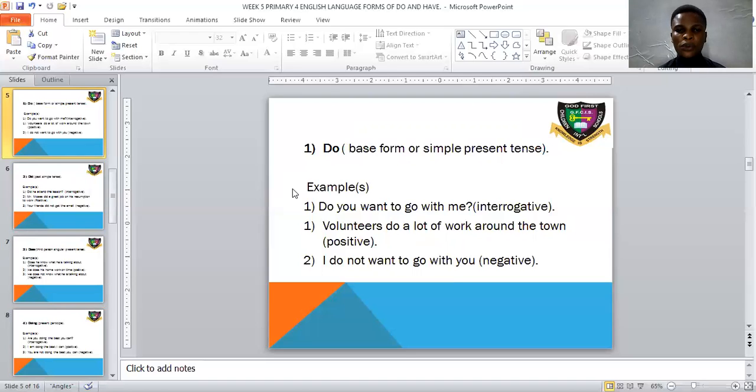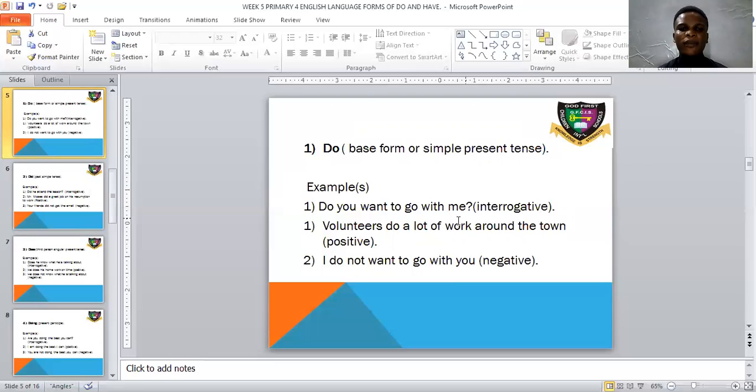Now, the first one is do, which is the base form or the simple present tense. Under do, we have examples. The first one says, do you want to go with me? That is a question, isn't it? And the question is what we know as an interrogative sentence. That's why you are seeing interrogative in front of it. It means the sentence is asking a question. Do you want to go with me?